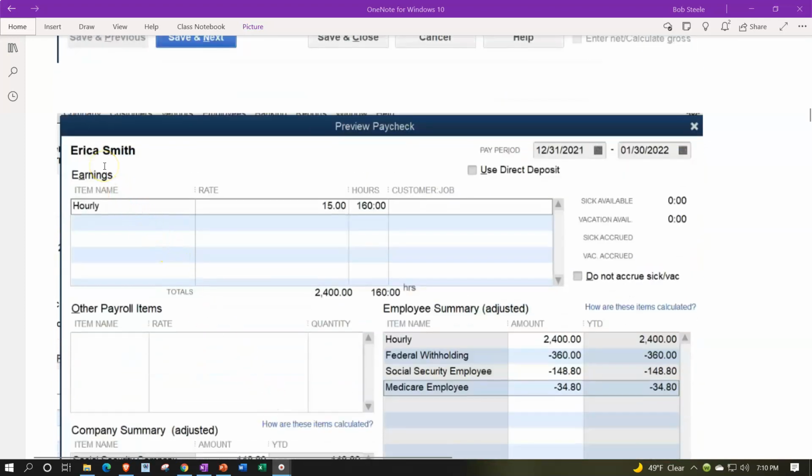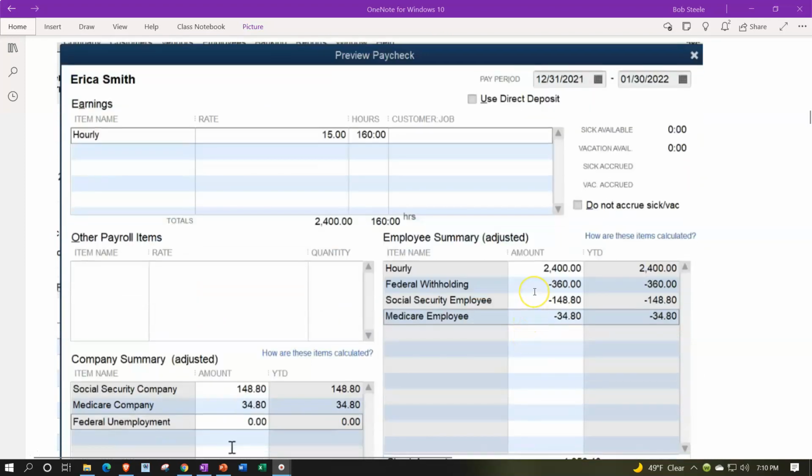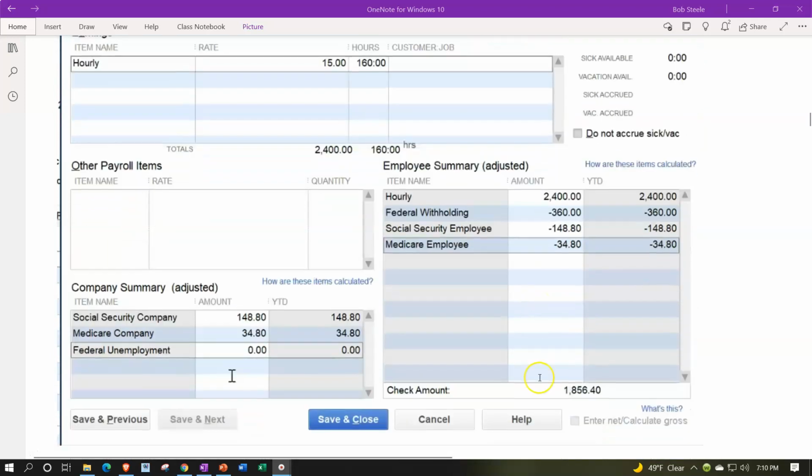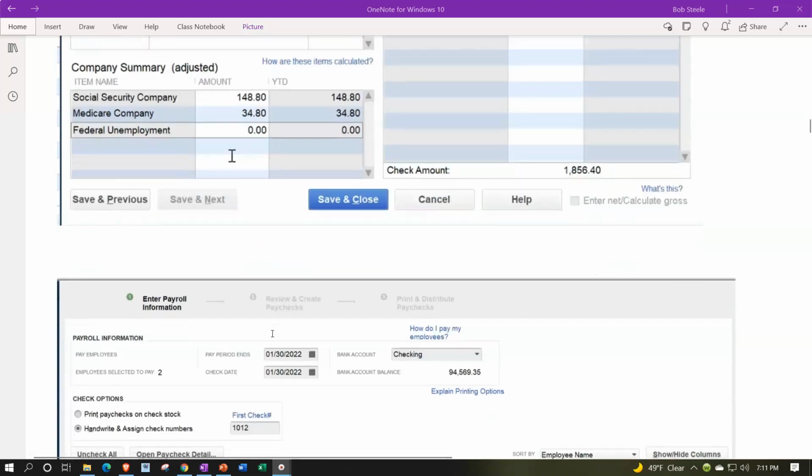And then the same thing happens for Erica. So Erica, we got the $2,400 gross. We're going to assume the federal withholdings $360, Social Security and Medicare taken out as well. That gives the net check $1,856.40, and then the employer portion here. What's going to be the journal entry for Erica? We'll see a decrease in the checking account of the $1,856.40. The other side going to the payroll expense, $2,400, difference payroll liabilities here, and then payroll tax expense for the employer portion, payroll liabilities going up there as well.